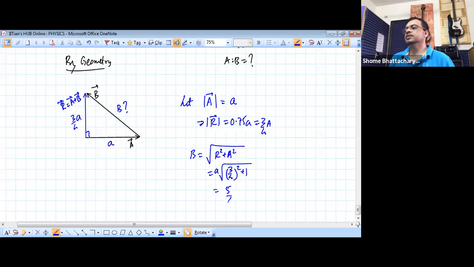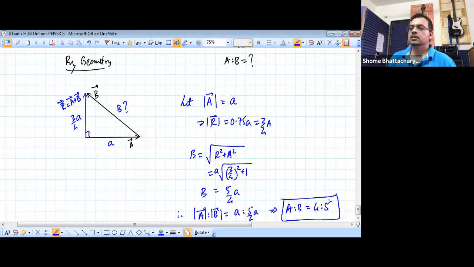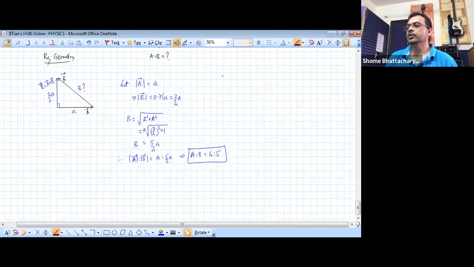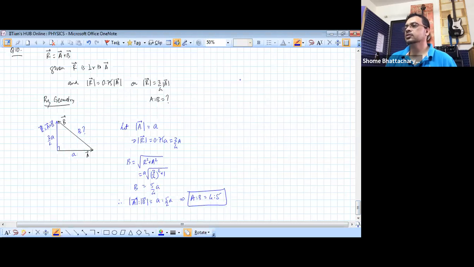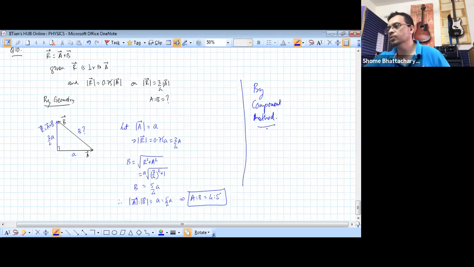So it will be 5a by 4. Therefore, A is to B is a is to 5a by 4, so 4 is to 5. So note this down quickly and also try this by component method, just as a practice. Now this one is quite easy to solve by component method also. You see that it's not very lengthy or anything by component method.